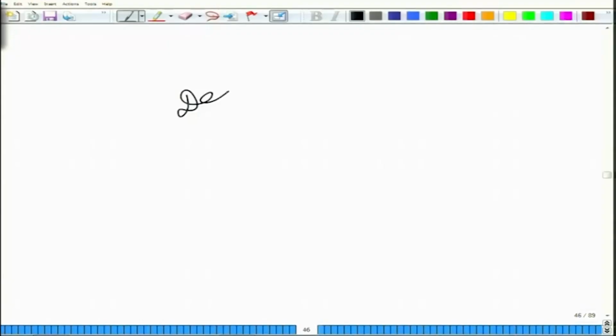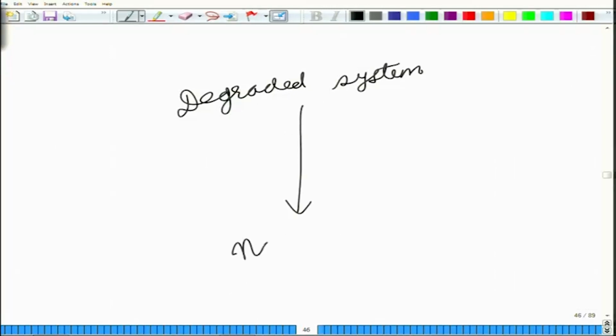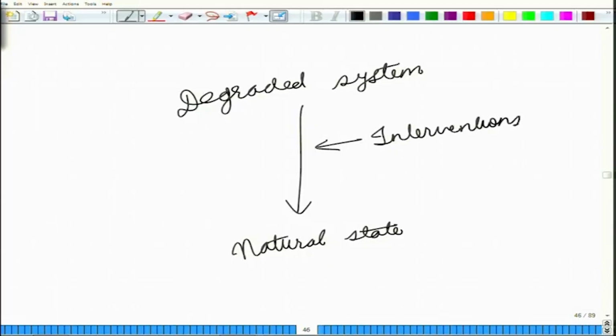Now, when we talk about restoration of a system, what we are trying to do is take a degraded system and bring it back to the natural state by putting in certain interventions. These interventions have to be guided by science, by social beneficence so that everybody gets a benefit, and also by the technologies that are available.